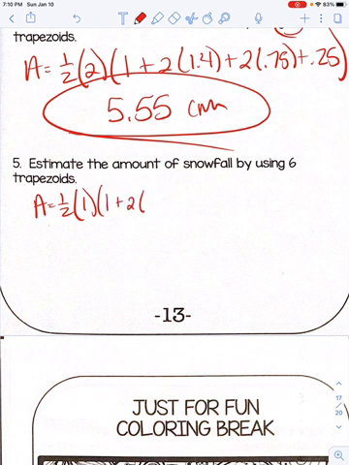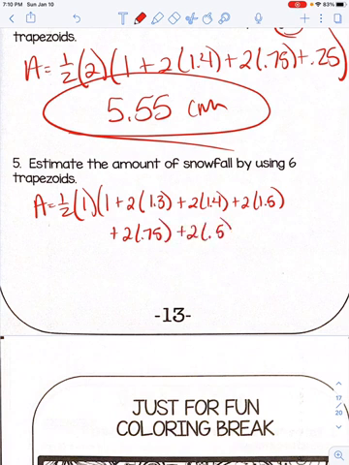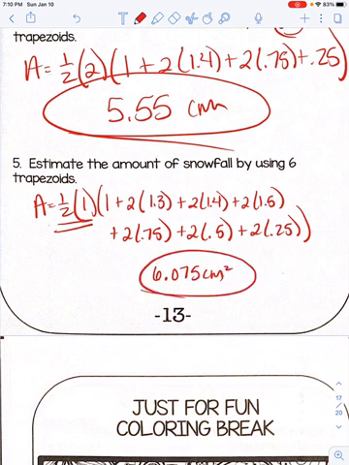So I'm looking at my table. I'm going to use the 1 once, but then 2 times 1.3 plus 2 times 1.4 plus 2 times 1.5, 2 times 0.75, 2 times 0.5, and 2 times 0.25. Type all of that in ridiculously carefully. Don't forget the 1/2 and the 1 that's out front, and I get 6.075 centimeters. And that's not squared, because it starts talking about how much snow has fallen.